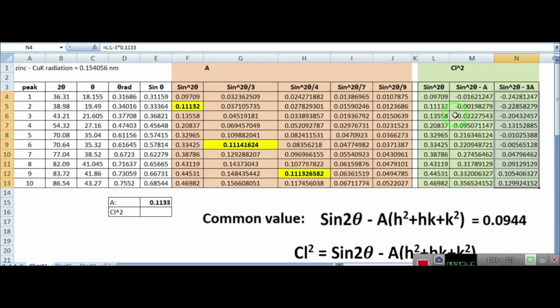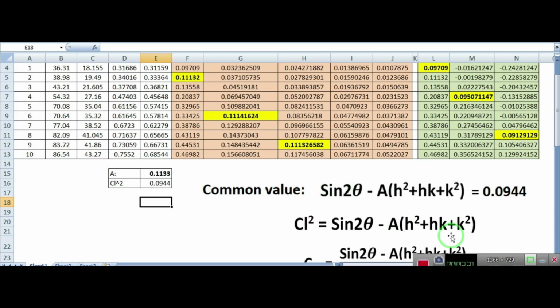Again we have to search for a particular value which is going to be repeatedly appearing. Here you can see 0.097. Here also you can see 0.095 approximately, very close. Similarly, here also 0.09. These are the three values which are repeatedly appearing in these three columns. The average of these three values will be taken as C square. So the average value is nearly 0.0944. This is the value for C square.